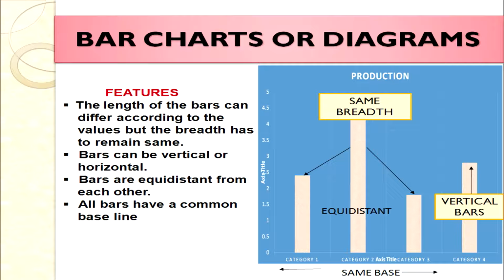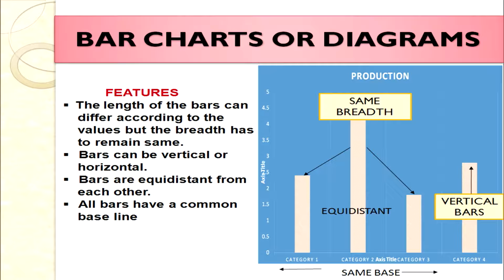Let us discuss the key features of the bar charts. The very first key feature, with the help of this diagram we can observe, is that the length of the bars can differ according to the values. The lengths of the bars are up and down, that means the lengths are varying, whereas the breadth remains the same. In all the bars, all the rectangles, the lengths are changing, but the breadth remains the same. Now, these bars can be vertical or horizontal. Over here, the picture is drawn in the form of vertical bars, and vertical is more popular. We normally do not draw horizontal bar diagrams.